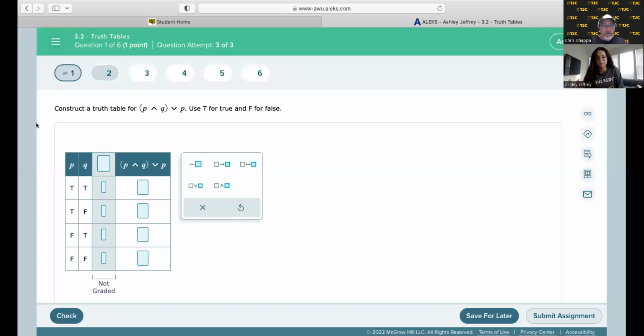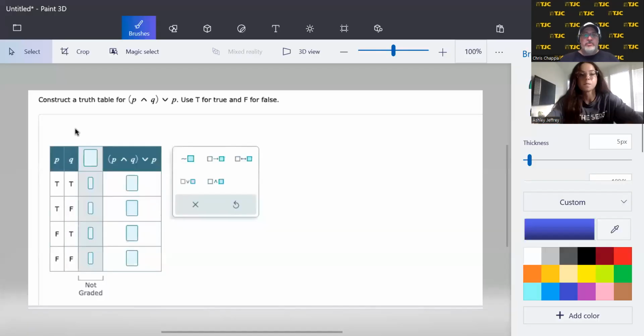This computer, and I'm going to do a screen share, and I'm going to share this so that now you can see I'm in Paint right now. I just grabbed a screenshot of the chart that you had. Okay, so when you do a truth table, the first thing you have to do, let me minimize this.